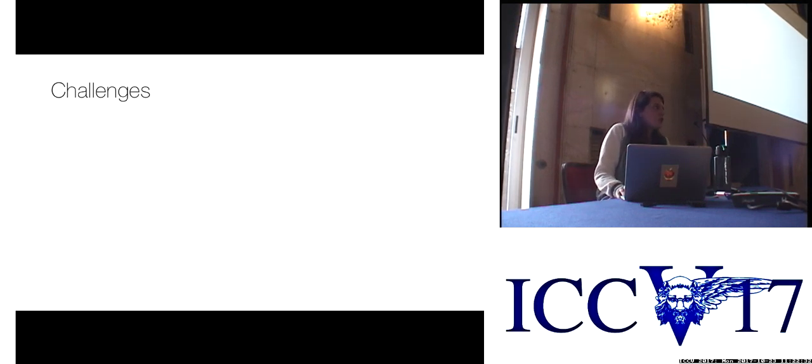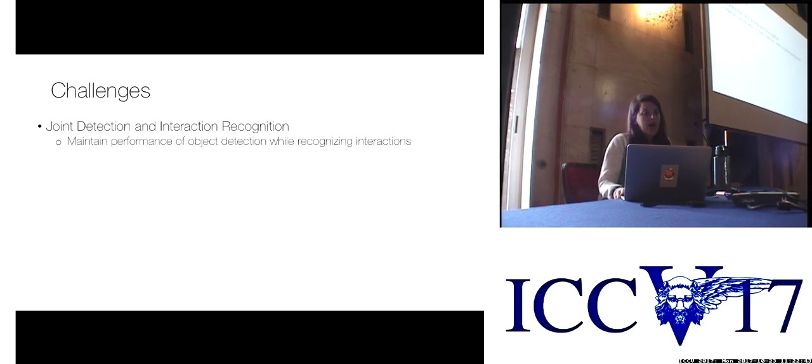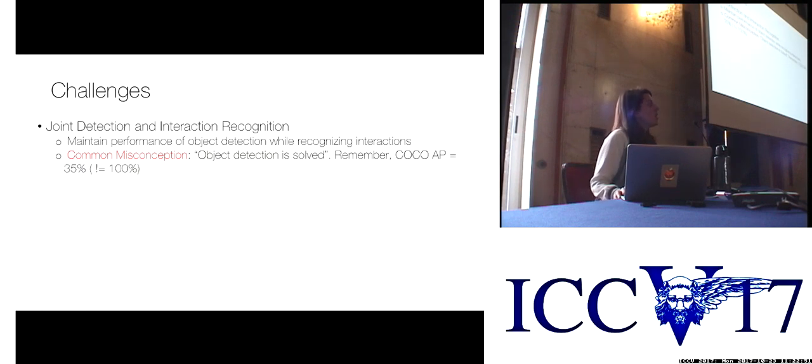So what are the challenges when it comes to solving human-object interactions? So one thing that we should all realize is that it's a joint detection and interaction recognition problem. One has to maintain the performance of object detection while also recognizing interactions. And there is a common misconception in the community that this is not quite true, since maybe person detection is solved. Well, that's not true, since COCO AP for people is definitely not 100%.